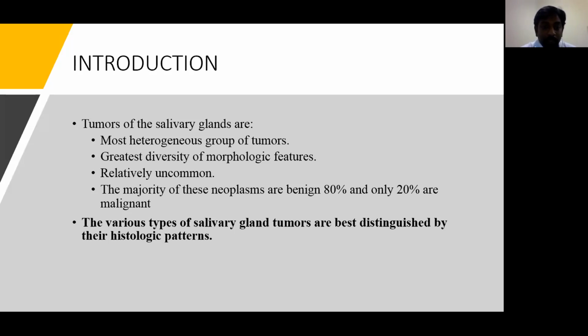Basically, tumors of the salivary gland are a heterogeneous group. Each of them is a different type, and even inside the type itself, the morphology varies a lot. That's why they are called a heterogeneous group of tumors. They have great diversity of morphological features, and even though they are relatively uncommon compared to the other tumors we regularly see, the majority of the neoplasms are benign. 80% of them are benign.